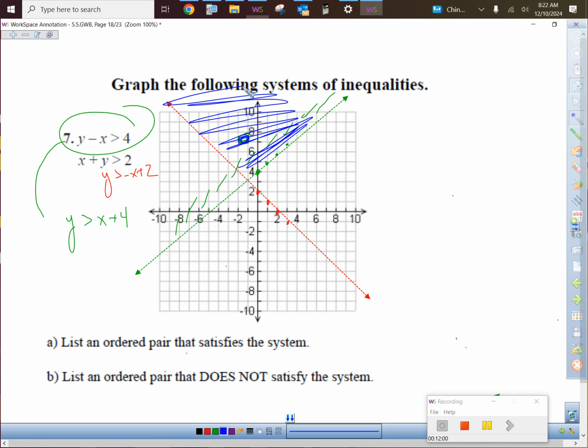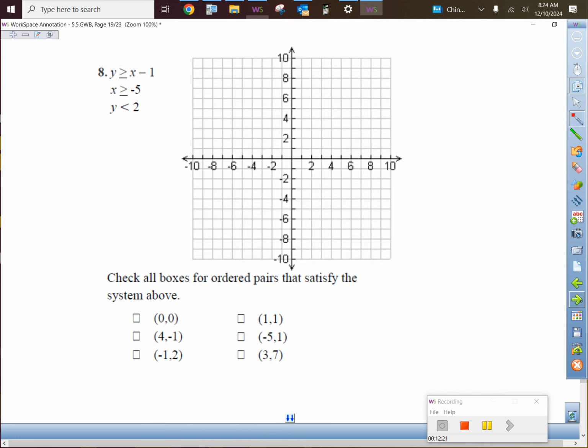List an ordered pair that satisfies the system. So we suggested that 2, 8 satisfies the system. He totally does. He's right there. And 8, 2 does not. And then check this guy out. The 3 for 1 special. So one at a time, man.